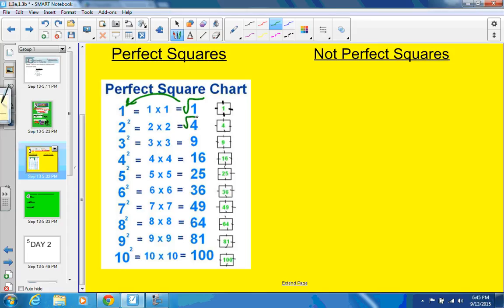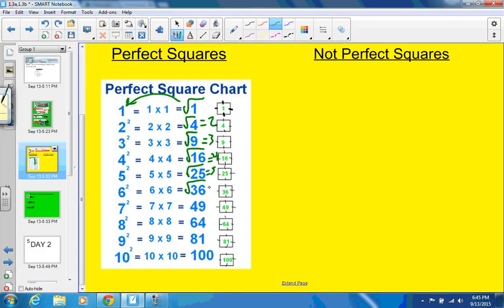Well, I'll actually write them over. Square root of 4 equals 2. That's because 2 squared equals 4. Square root of 9 equals 3. Square root of 16 equals 4. Square root of 25 equals 5.